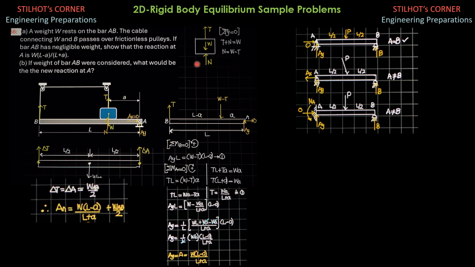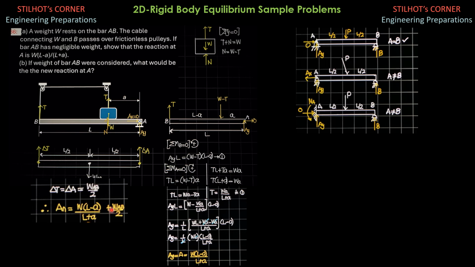Instead of analyzing the problem again, we just incorporate WAB. It will take time again. Anyway, the result would still be this. So therefore, the new reaction at A is W quantity L minus A over L plus A, the reaction when the weight of the bar is ignored, plus this time including the weight of the bar. This is the additional reaction at A. So that's it for that problem.